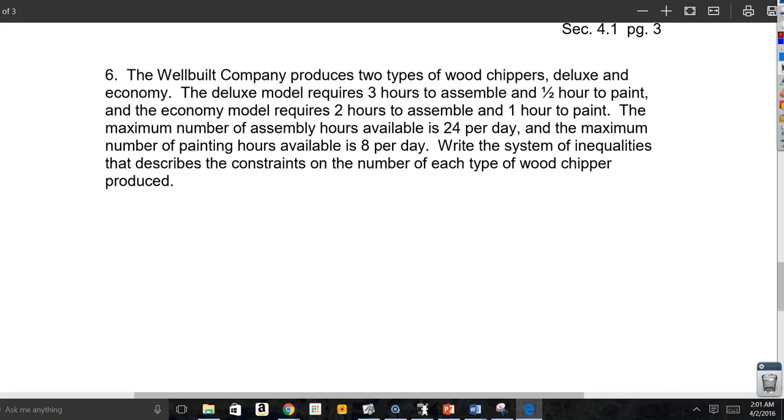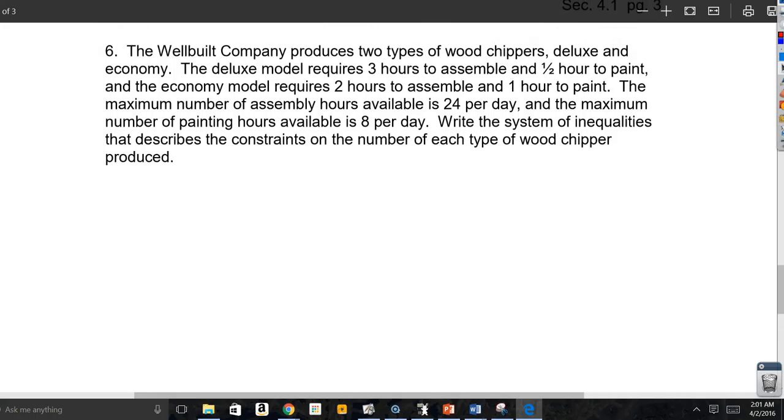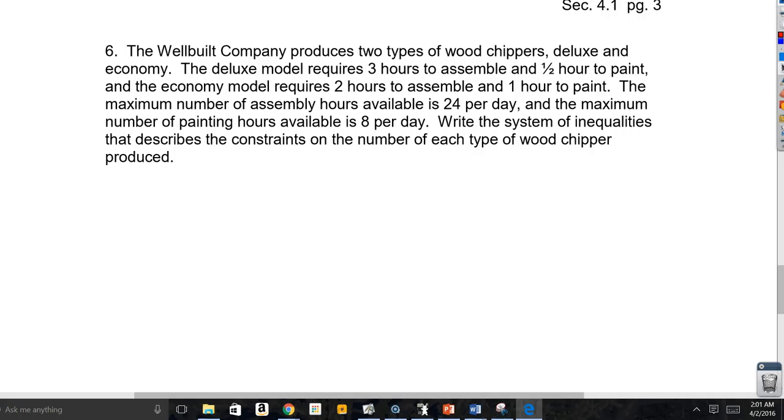So this is part 2 of 4.1. Last prep questions, number 6. And it's talking about two different types of wood chippers. So the first thing that we want to do is determine what our variables are.